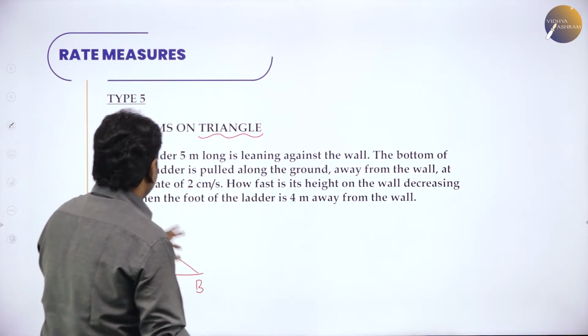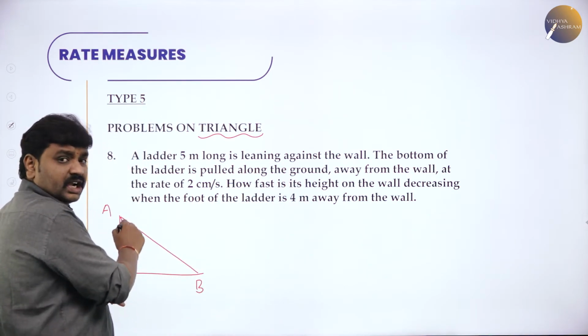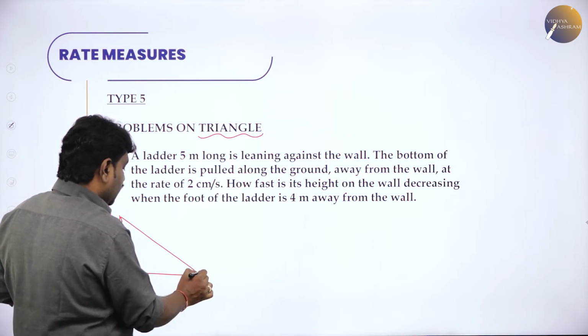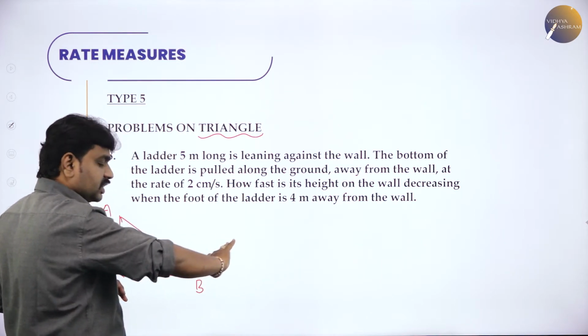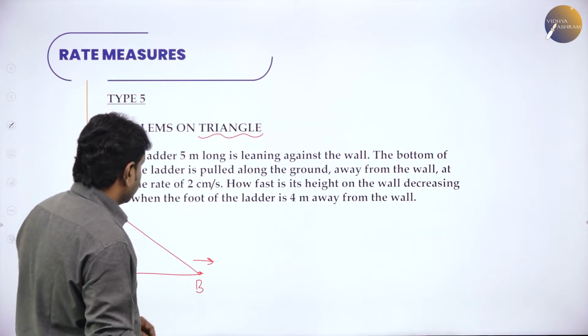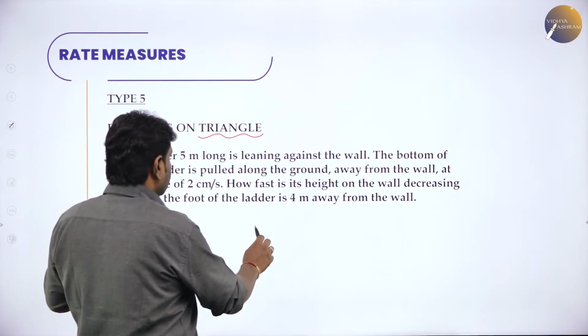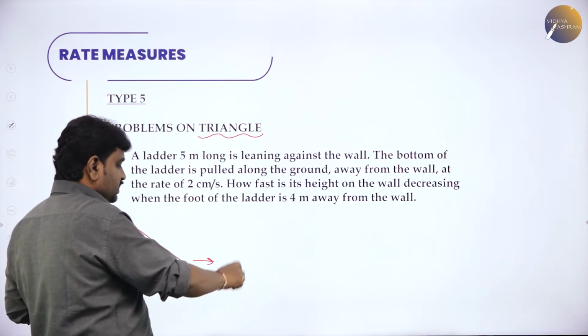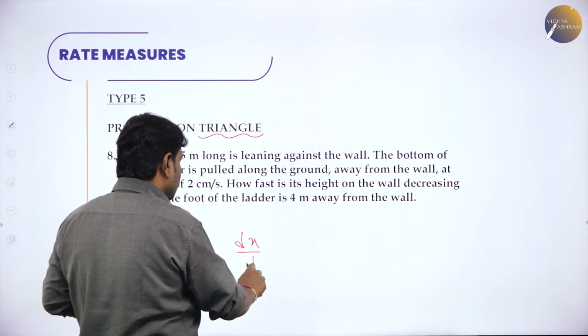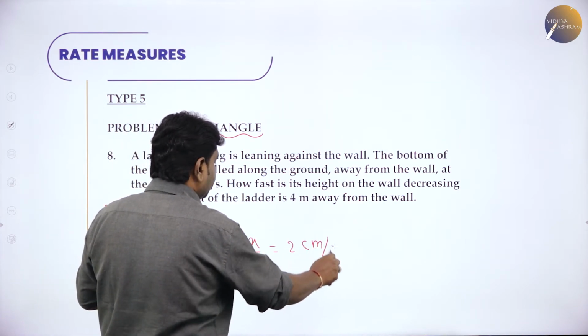Then the bottom of the ladder is pulled along the ground away from the wall. So this is the wall, AW is the wall. So this is the bottom of the ladder. You are pulling like this in this direction and away from the wall at the rate of 2 centimeter per second. I call this as X and I call this as Y, and they have given if you pull this, x increases. So they gave dx by dt, rate of change of x, that is 2 centimeter per second is given.